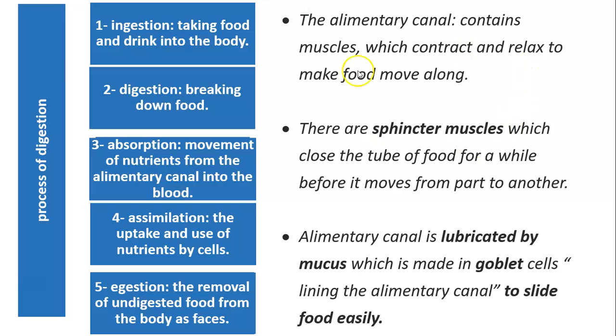And also there are sphincter muscles. What are sphincter muscles? They close or open parts of the alimentary canal. Why? To prevent the flowing back of food and to make sure that food is going in only one direction. Also, the alimentary canal is lubricated by mucus, and water too, but we will concentrate on mucus now because it's made by goblet cells. Why? To slide the food easily along the alimentary canal.